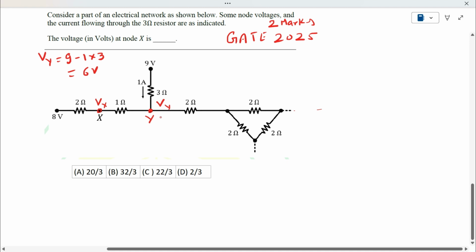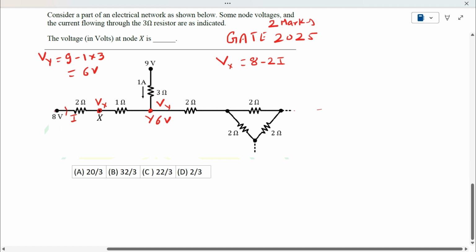So here we know the voltage, which is 6 volt right now, and to find the voltage at node X, which is Vx, first of all we have to find the current in this branch. If we can find the current in this branch, Vx can be easily calculated as Vx equals 8 minus 2i. So our aim is to find the current in this branch across the 2 ohm resistor. Then we can easily find the voltage asked in this question. So how can we find the current?